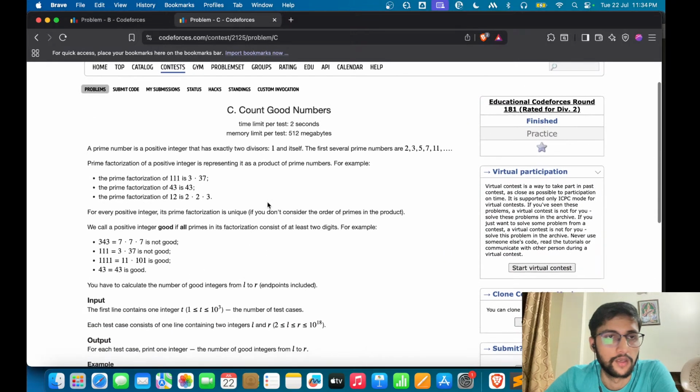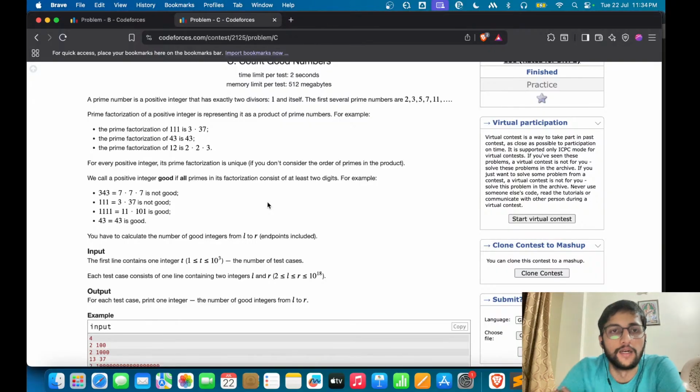Okay, so C says that we will be given a range L to R, and in that range we have to find the count of numbers whose smallest prime factor has digits greater than or equal to 2, like at least 2 digits the smallest prime factor should have.